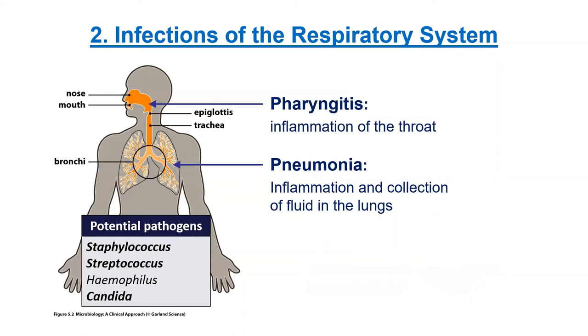So we also have pharyngitis, which is an inflammation of the throat. So you might have a sore throat. Pneumonia is inflammation of the lungs and usually involves some sort of fluid. So we'll talk about pneumonia here in a moment.